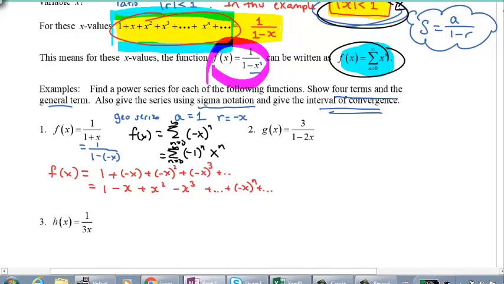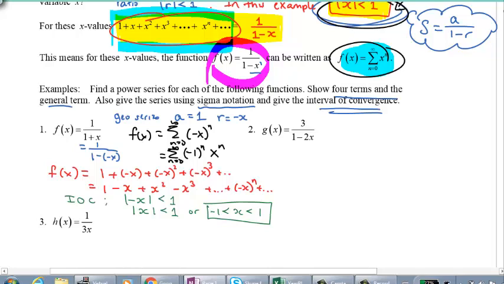Good. And finally, the last thing is your interval of convergence, the IOC. And remember, the interval of convergence is the absolute value of your ratio. So in this case, it's negative x. And that has to be less than 1. But the absolute value of negative x is still just x. So this interval of convergence is still the same. The absolute value of it has to be less than 1. Or you can say that x has to be between negative 1 and 1.